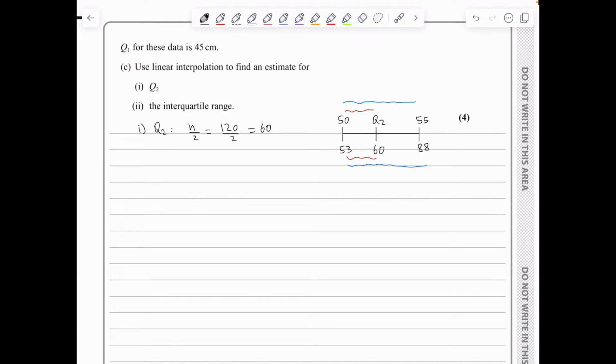Q2 minus 50 over the small opening of 60 minus 53 is equal to 55 minus 50 over the big opening of 88 minus 53. So we've got that Q2 minus 50 over 7 is equal to 1 over 7. I will cross multiply to get Q2 minus 50 is equal to 1, and therefore the median is 51 centimeters.